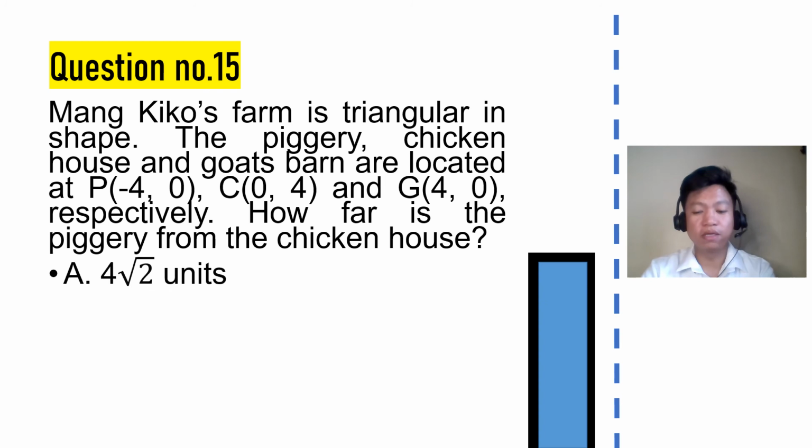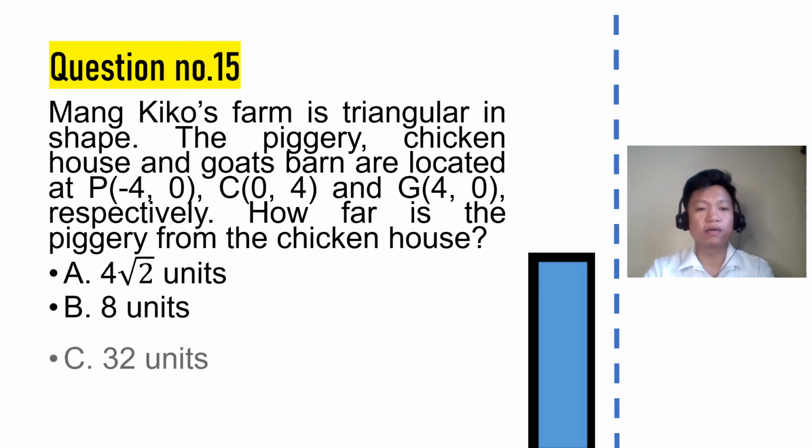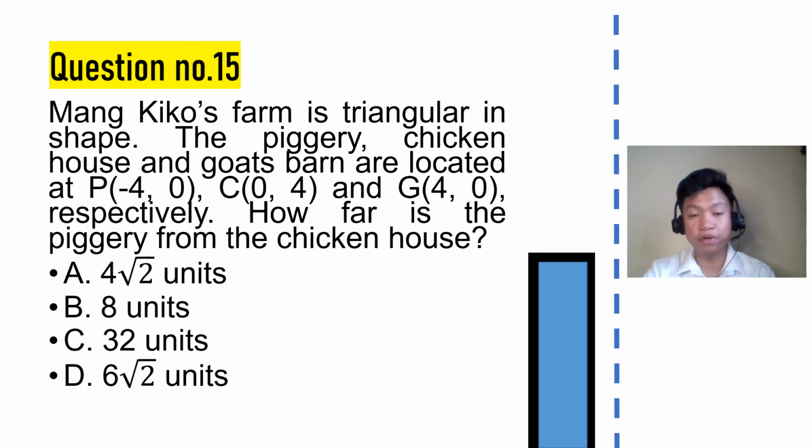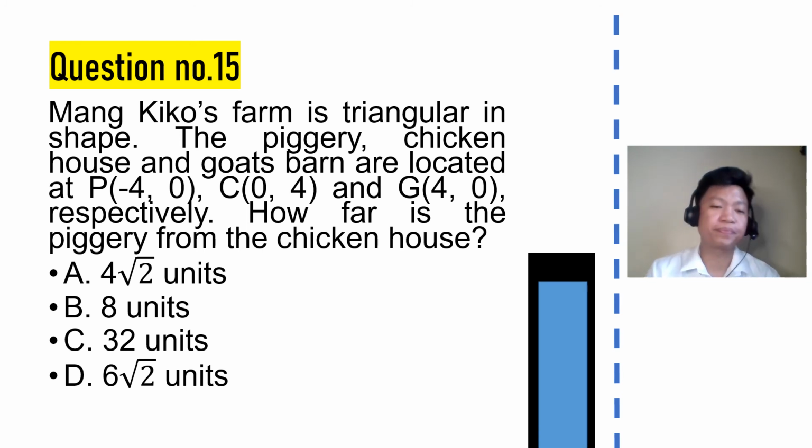Question number 15. So, Mang Kiko's farm is triangular in shape. The piggery, the chicken house, the goat's barn are located at the following points. Ito yung mga points niya. So, how far is the piggery from the chicken house? Piggery, again, ang coordinates nun is negative 4, 0. Tapos yung chicken house ay 0, 4. Hanapin natin yung distance between these two points. Is it A, 4 square root of 2 units, B, 8 units, C, 32 units, or D, 6 square root of 2 units? Go!